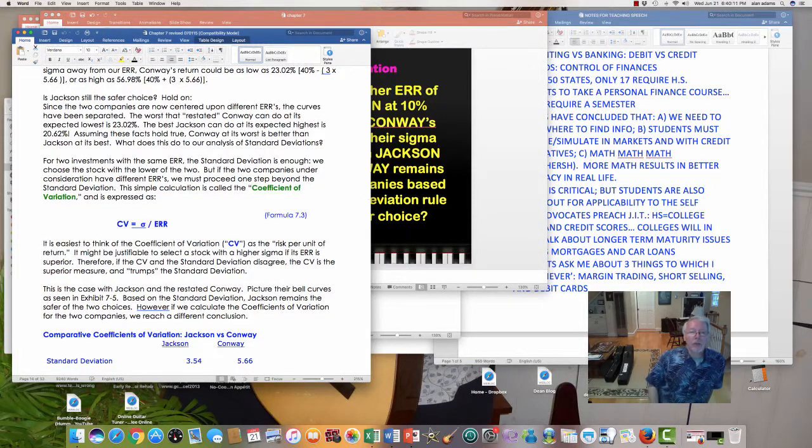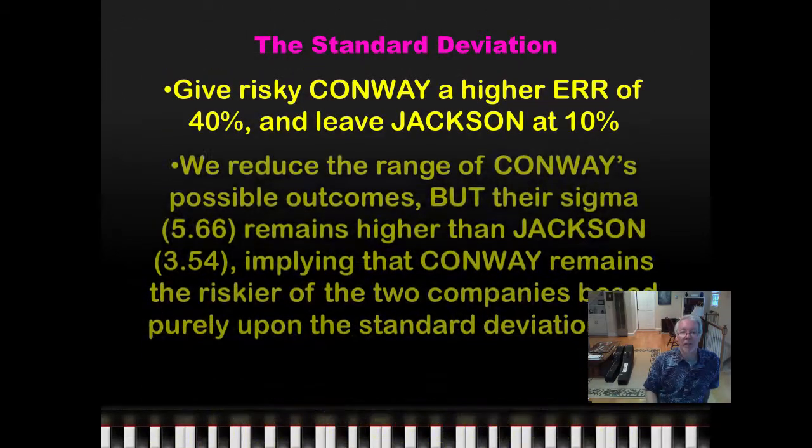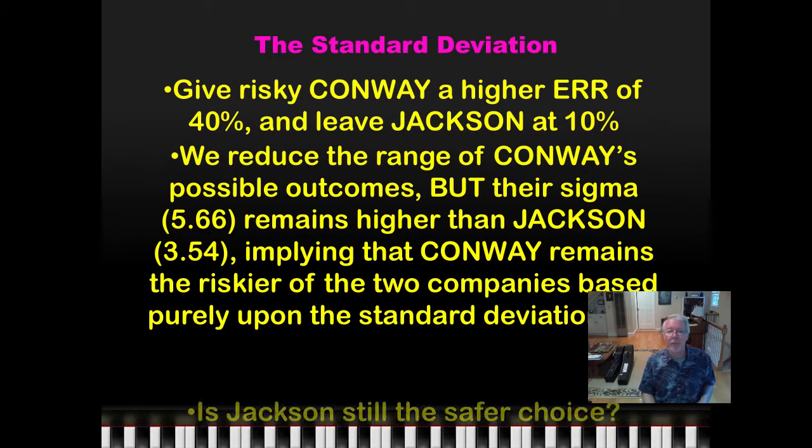because the two ERRs are not the same, we're going to give it a second test called the coefficient of variation. It sounds fancier than it is. It's simply a matter of taking the sigma divided by the ERR. It's very, very easy, in spite of its formidable sounding name. So if you stick just with standard deviation, it does look like Conway is still riskier, but now we've got to apply a second test to it. We can't just stop at the standard deviation. You can only do that if the ERRs of the two companies you're comparing are the same.